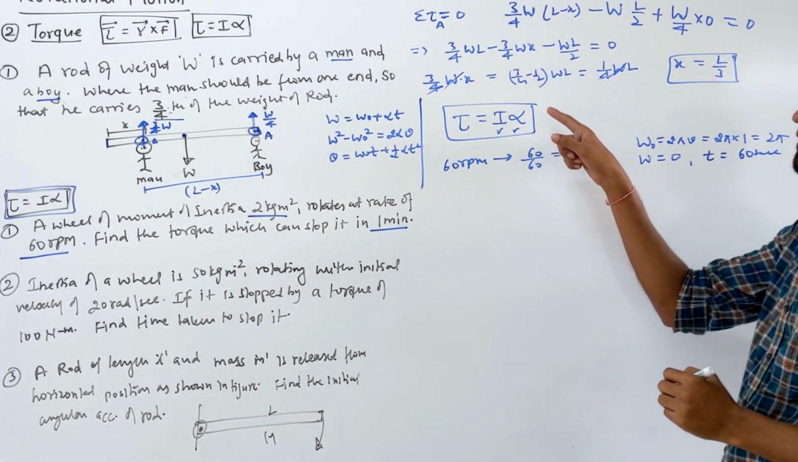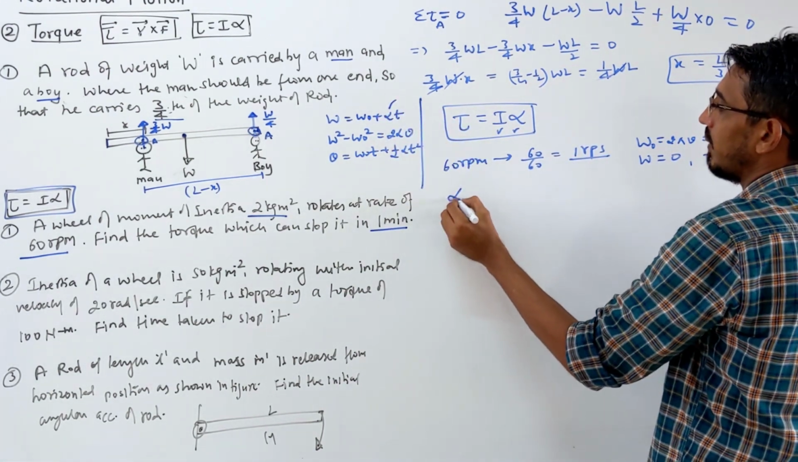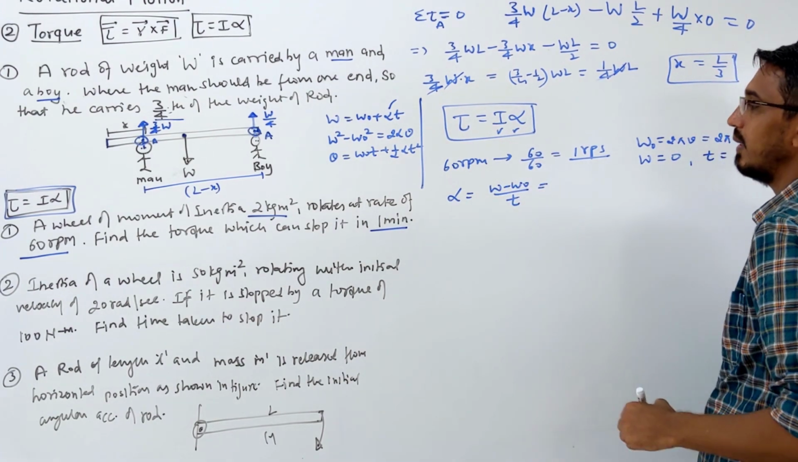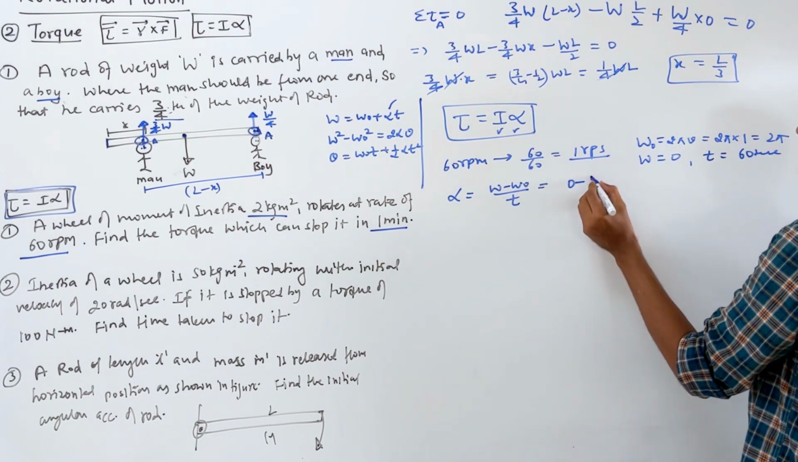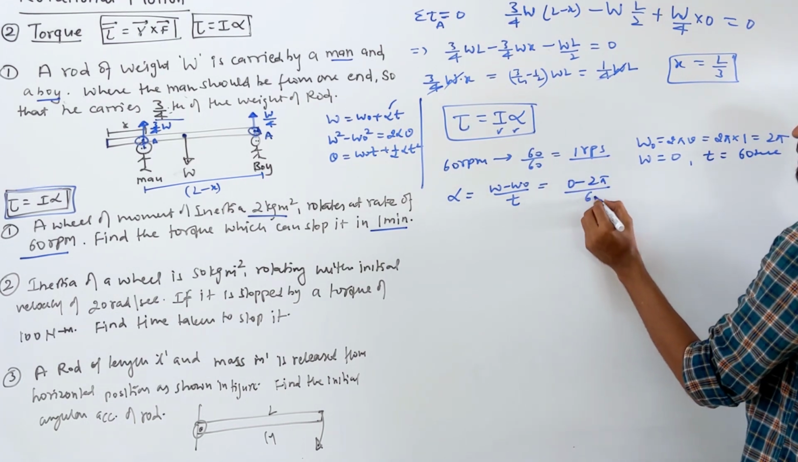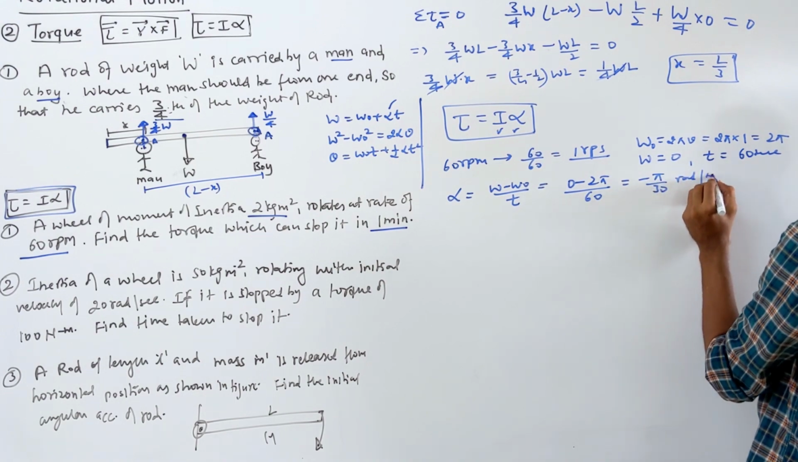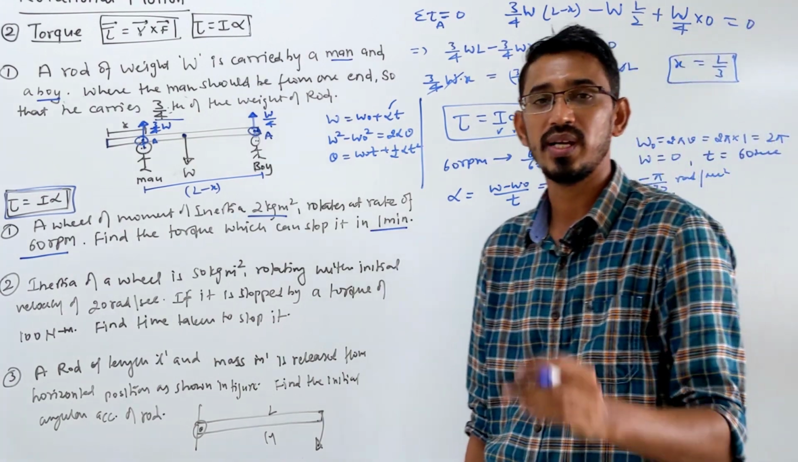So we need acceleration. You can write the first equation itself, right? So alpha is nothing but omega minus omega naught by time, correct? Omega, the final, is 0. 0 minus initial, which is 2 pi, and time is 60. So this becomes minus pi by 30 radian per second square. Is it negative? Yes, because retardation is happening, so alpha becomes negative.